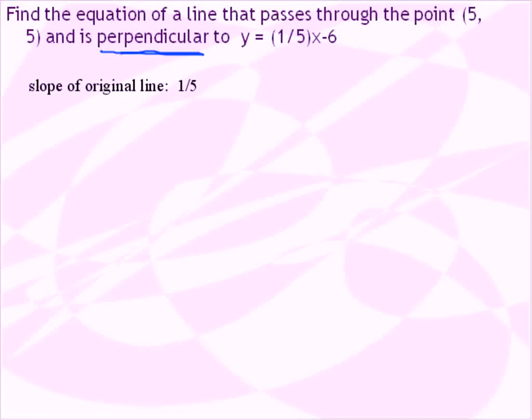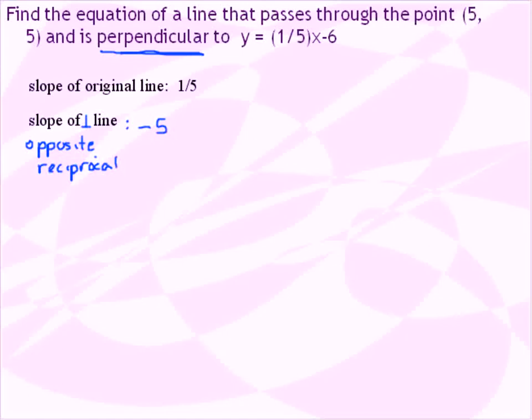Now to get the slope of the perpendicular line, and I'm going to use the symbol for perpendicular here. If you didn't know what it is, it's an upside down capital T. The slope of the perpendicular line is going to be the opposite reciprocal of the slope from the original line. It'll be the opposite reciprocal of 1/5. So the reciprocal of 1/5 is 5, and we want the opposite, so it'll be -5.